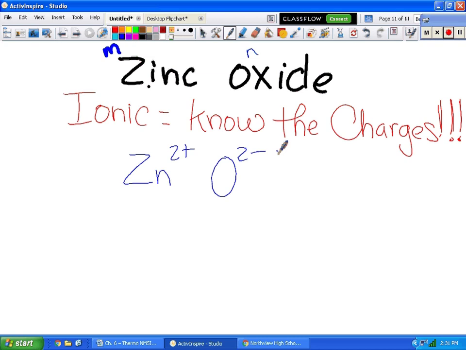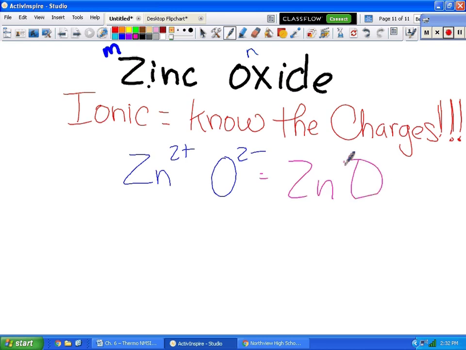Okay? All right. And I've taught you 2 ways to figure out what the formula is. One way was the math way, and what did we set those numbers equal to? Set them equal to 0, or the simple way to me was the crisscross method. But the third and simplest way is what do 2 positive and 2 negative do? They cancel each other out. So what's the final formula? ZnO, and that's the answer.